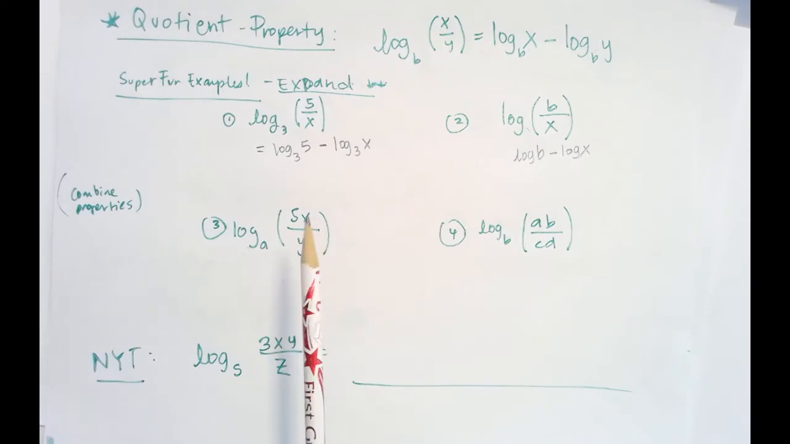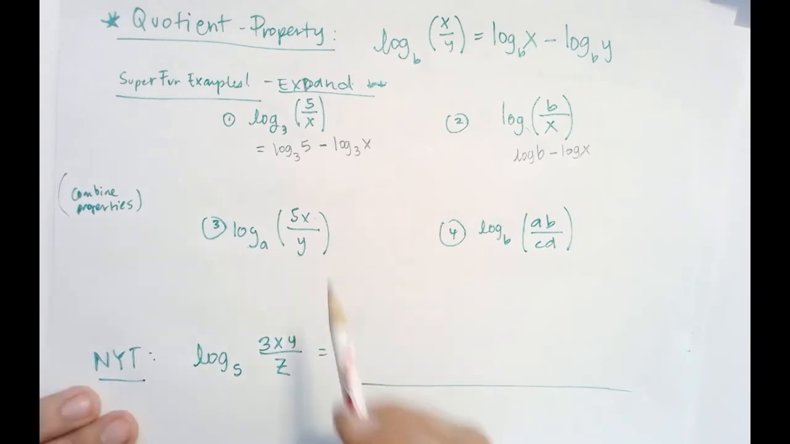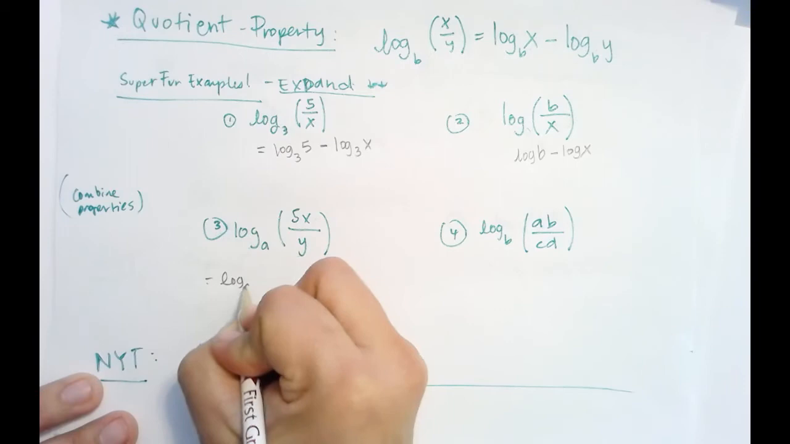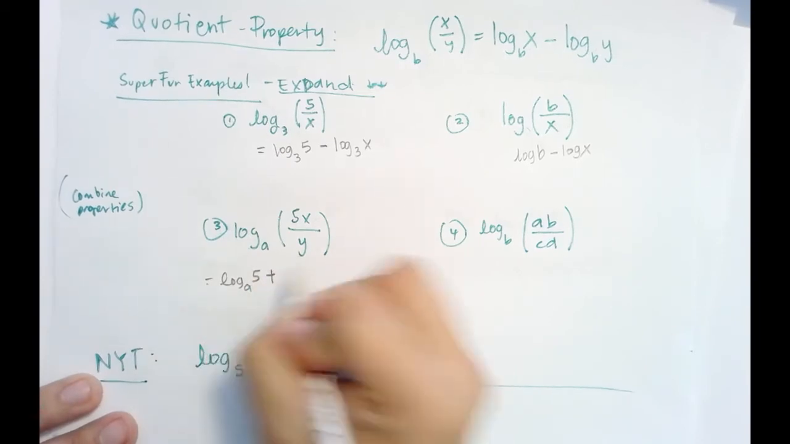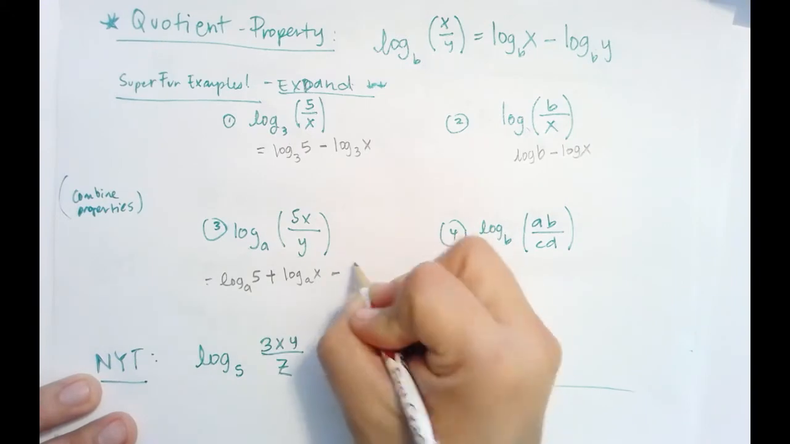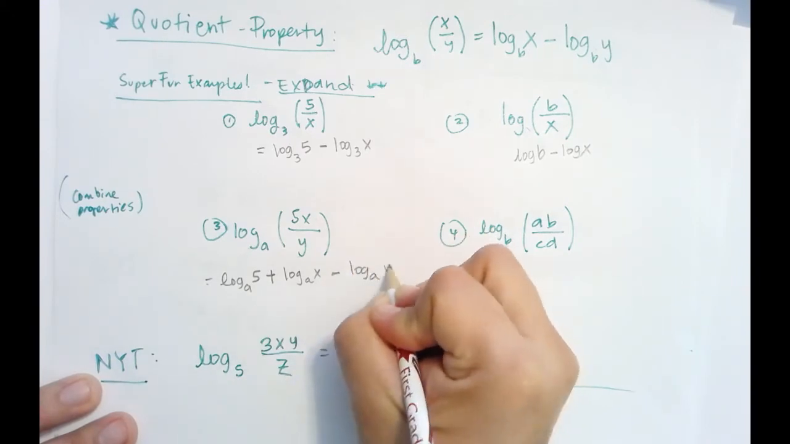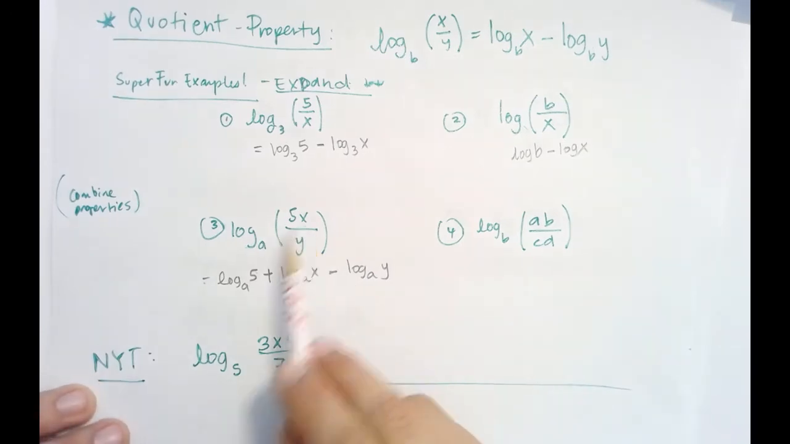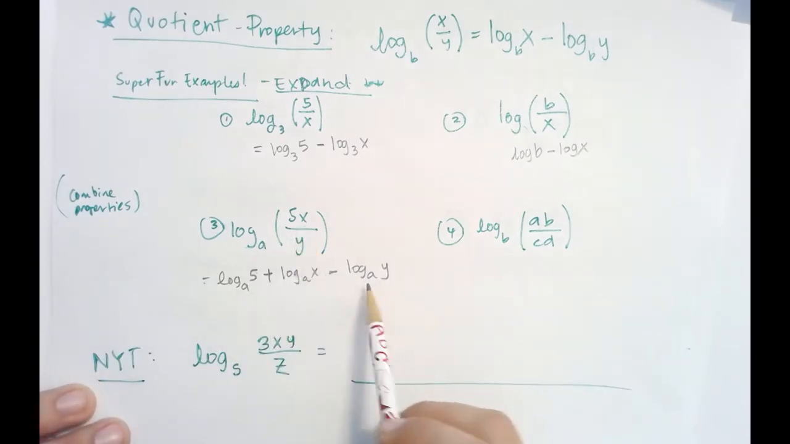Basically, because of the properties of log, everything that's in the numerator is going to be positive or have a plus sign in front of it, and everything in the denominator will be negative, have a negative sign in front of it. Okay, so essentially we can expand this as log base a of 5 plus log base a of x minus log base a of y. So see, these two are positive, they're in the numerator, and they're products of each other, and this is a negative, it's in the denominator, okay?